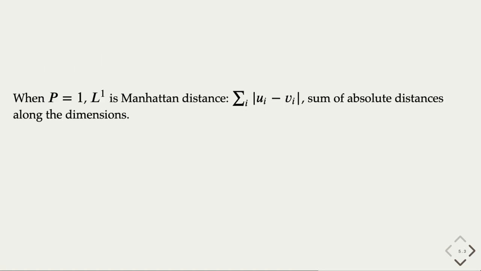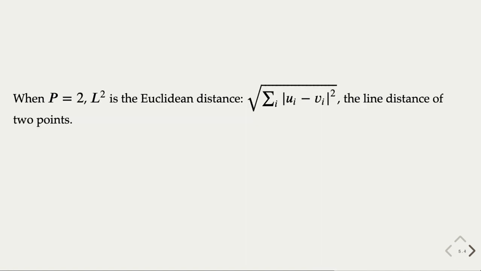When p is 1, L1 is the Manhattan distance, which is the sum of absolute distances along the dimensions. Think about you walk on the streets of Manhattan, and the way you measure the distance from one place to another is to add the number of blocks east-west plus the number of blocks south-north. When p equals 2, L2 is the Euclidean distance, or the straight-line distance of 2 points.